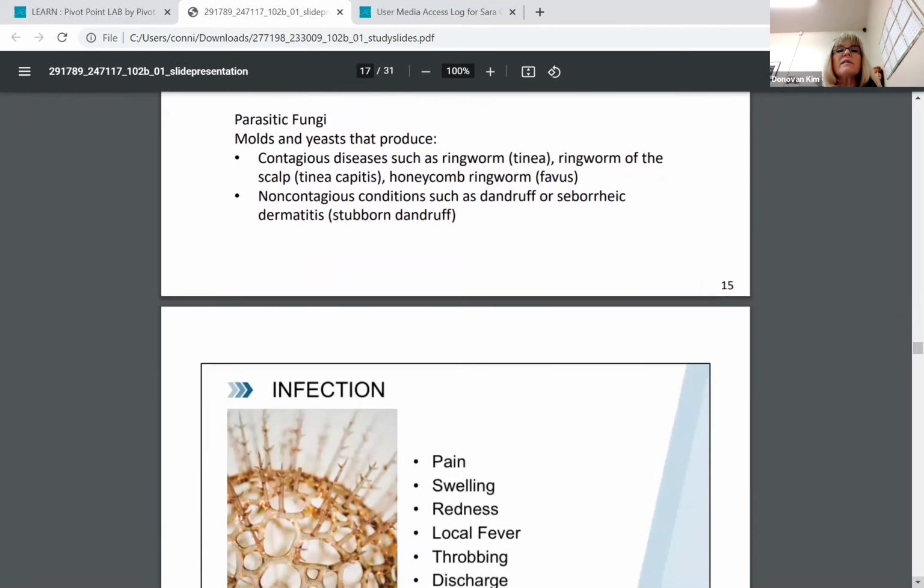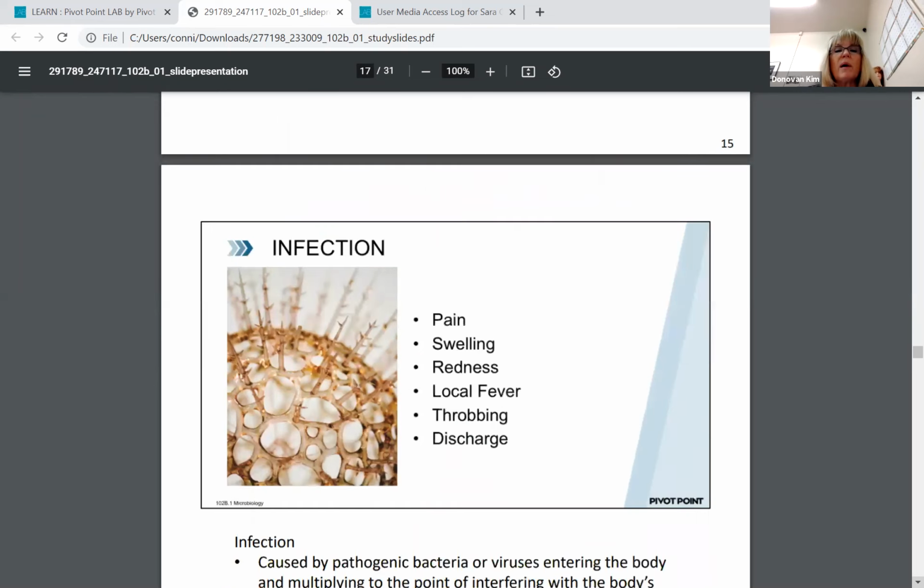Okay, so then you have parasitic funguses, which are like a mold and a yeast. These things produce things like ringworm, okay, ringworm of the scalp, which is tinea capitis. So remember, tinea is the technical term for ringworm. You do have to know that. Honeycomb ringworm is known as favus. And then it can cause conditions like dandruff or seborrheic dermatitis, which is stubborn dandruff. Remember, dandruff is not contagious, but ringworm definitely is contagious. Okay, so those are some of the things you need to know about yeast and stuff like that.